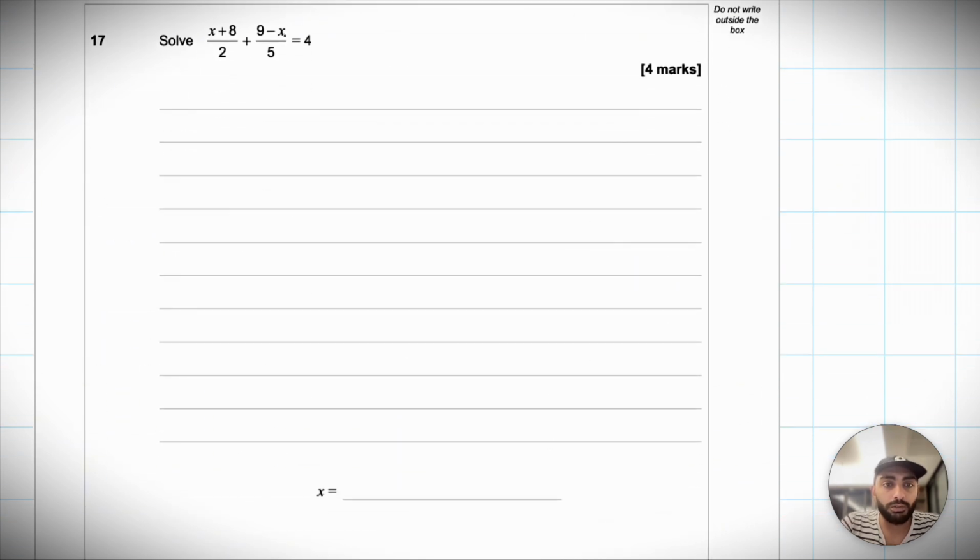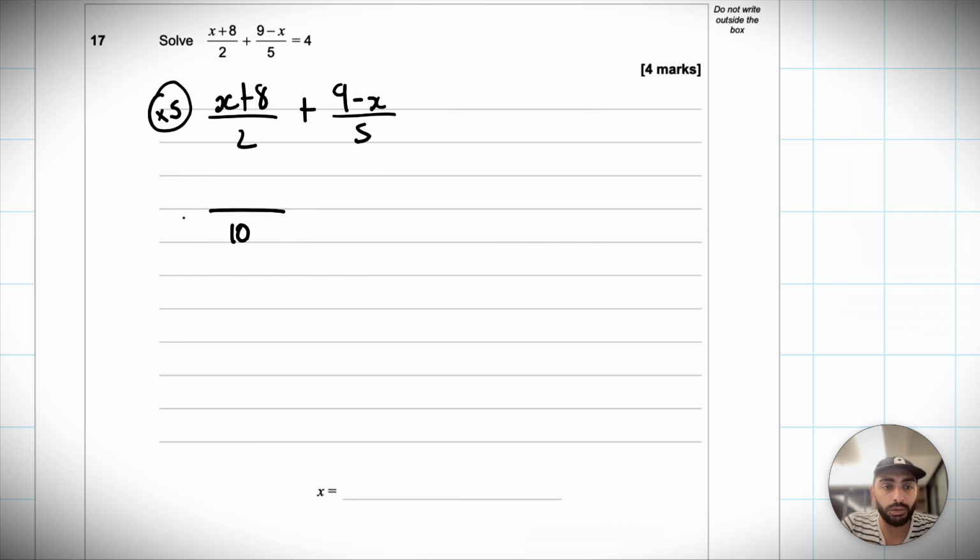Question 17. Solve this equation with algebraic fractions. I'm going to ignore this right hand side for the moment and just concentrate on simplifying this left hand side. I've got x plus 8 over 2 plus 9 minus x over 5. We always want common denominators here, so what's the lowest common multiple of 2 and 5? That's going to be 10. So we're trying to get everything to 10. We'll need to multiply the left one by 5 and multiply the right one by 2.